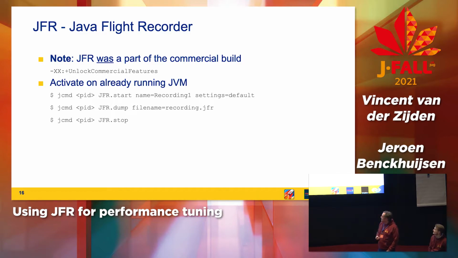You can dump that same recording to a file, so you can analyze it later. For example, you're running in production, you're activating this, dumping into a file, using SSH to connect to that box, transfer the file, and analyze it locally on your machine. And in the end, of course, you can stop it if you don't need it anymore. You can really stop that specific recording and don't have any impact on the JVM at all.